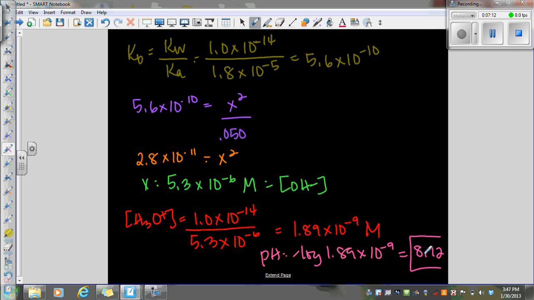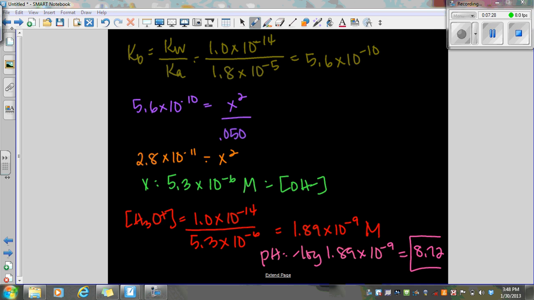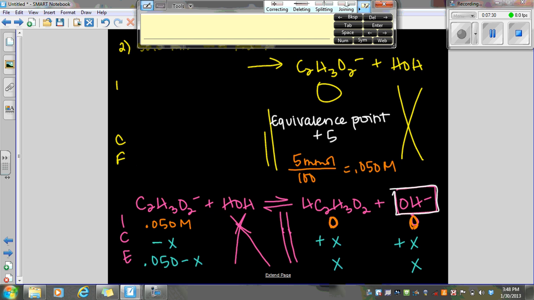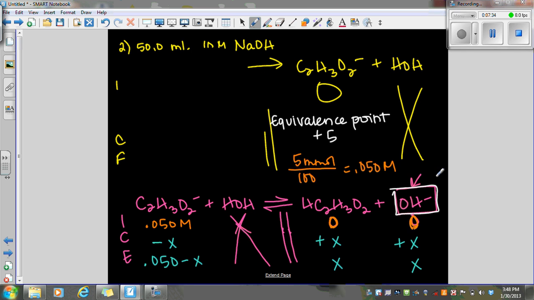So a little bit basic, which makes sense because if we are adding a strong base to a weak acid, and we are at the equivalence point, that strong base is going to be eaten up by the acid. All that we were left with was a conjugate base, and so that conjugate base determines pH. Okay, now we're going to continue with this problem.